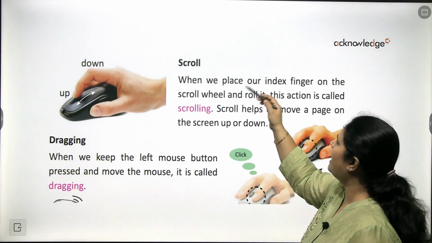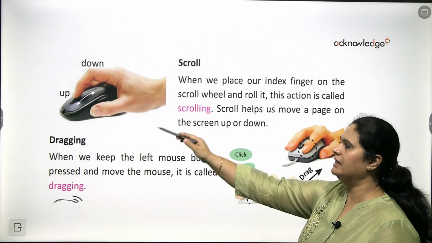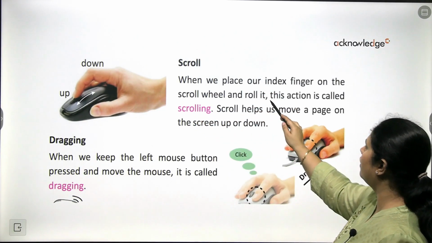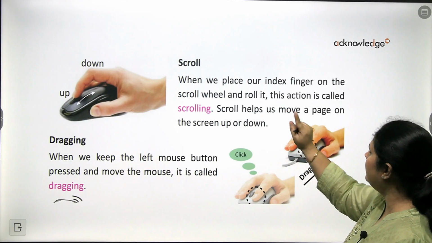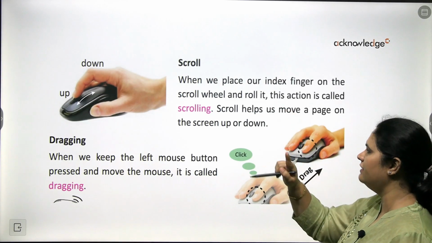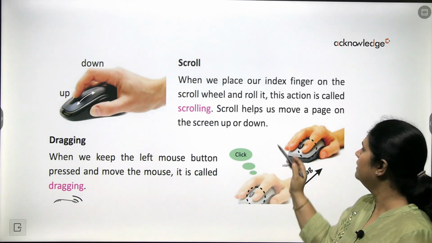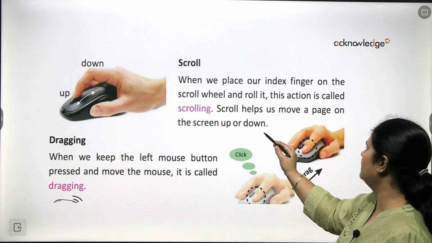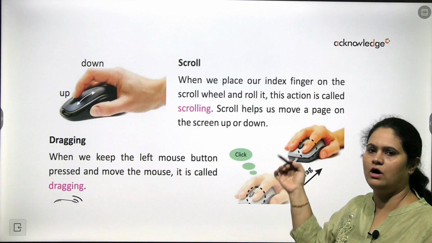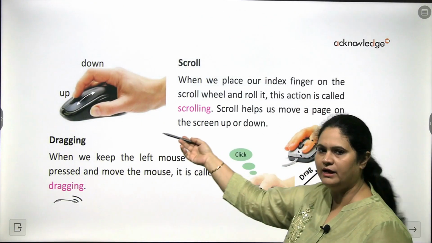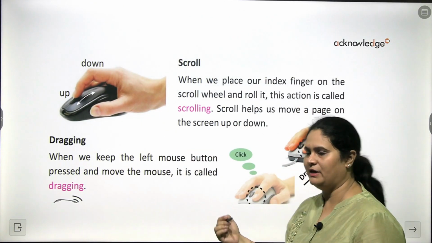Now, we have a scroll wheel in the middle. What is it used for? So, when we place our index finger on the scroll wheel and roll it, this action is called scrolling, right? It is used to move a page on the screen up or down. We use the scroll wheel to scroll on the page.